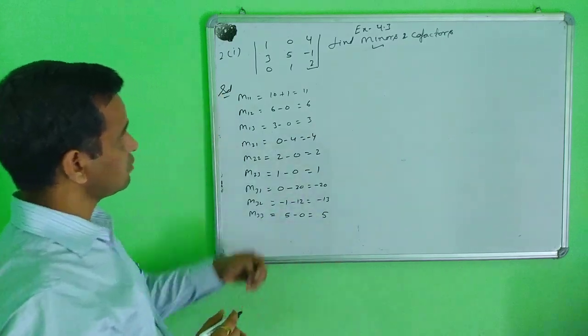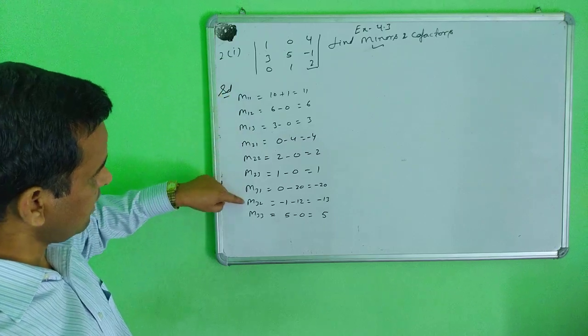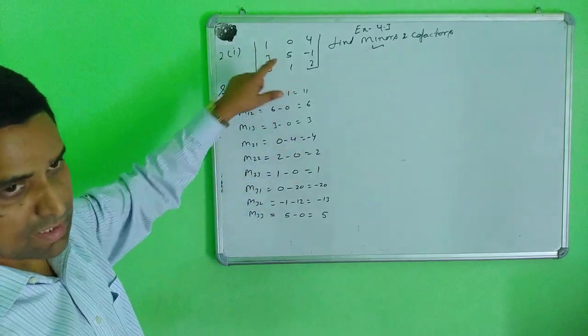So these are the minors of this determinant. Total here are 9: 1, 2, 3, 4, 5, 6, 7, 8, 9. These are the minors of the determinant.